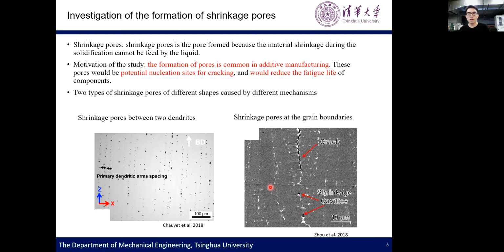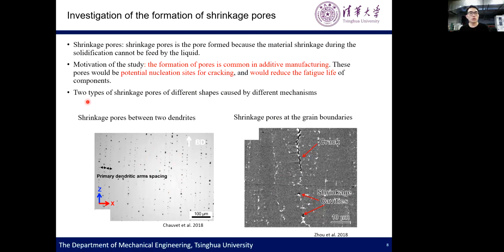Here are two experimental results. In these experimental results, we found a lot of shrinkage pores, such as this black dot in the experimental result, and the big pores in the grain boundary. And these pores would be potential nucleation sites for cracking, and they would reduce the fatigue life of components built by additive manufacturing.